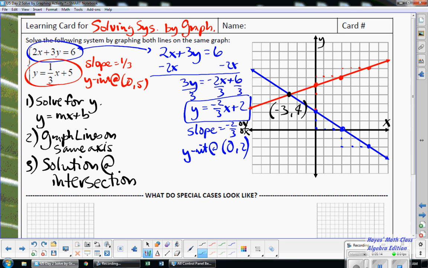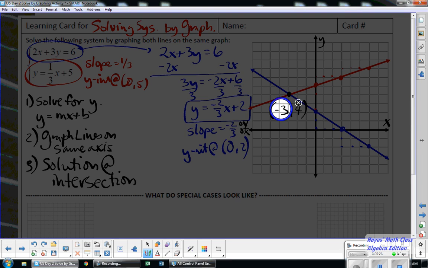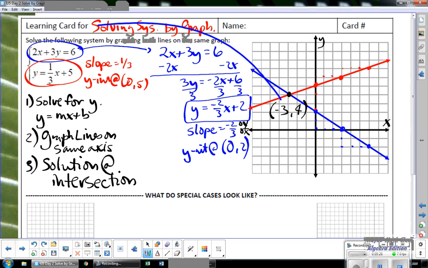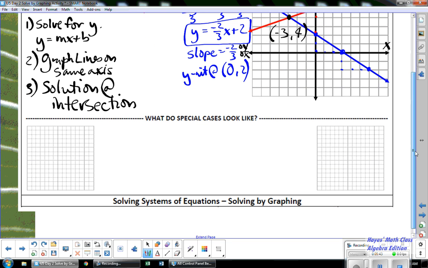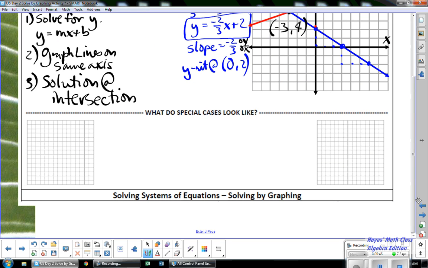So x comes first: negative 3, 4. And remember, that is saying that if I were to take this x of negative 3 and plug that in to here and to here, I would get a y value of 4 out. It's the only place that works for both lines. You'll get the same answer either place. And we'll talk more about that when we start getting into real-life adventure problems in about a week or so.